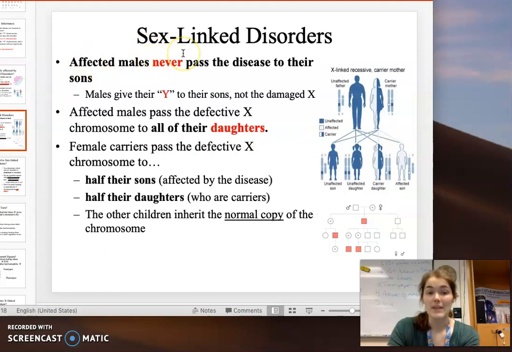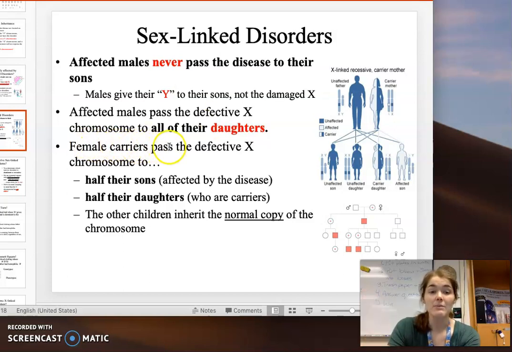Affected males never pass the disease to their sons, because if you are male and you have a kid, you have an X and a Y. In order for that kid to be male, it has to get a Y chromosome, meaning it wouldn't get that damaged X. But affected males will always pass the defective X to their daughters, because in order to have a daughter, the male has to pass the X. XX is daughter, XY is male. I said daughter and male. Anyway, you understand what I mean.